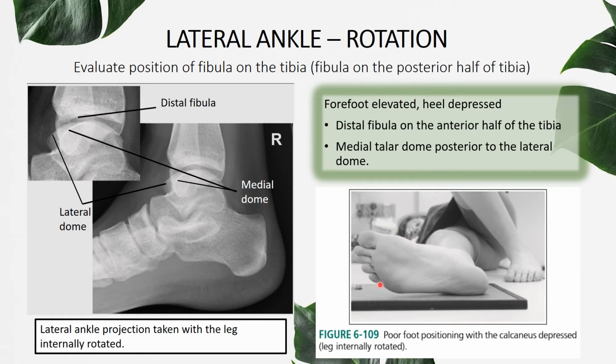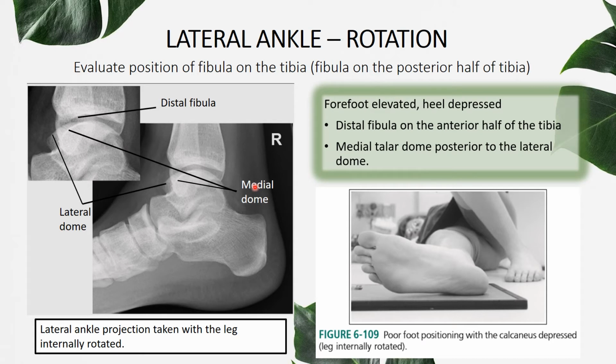Okay, this is the criteria for internal rotation. The forefoot is elevated and the heel is depressed. This is the heel and this is the forefoot. As you can see, the distal fibula is on the anterior half of the tibia, and the medial talar dome is posterior to the lateral dome.